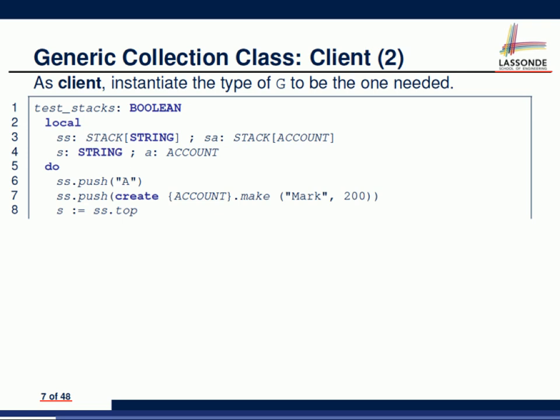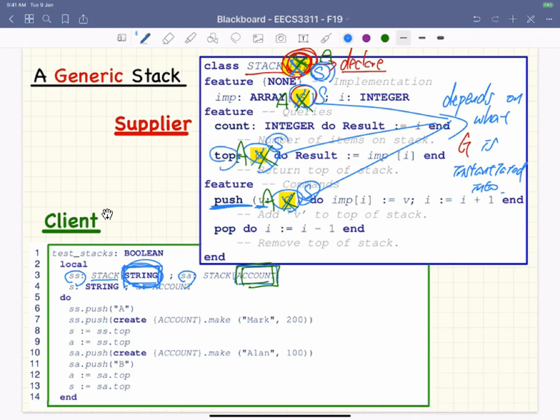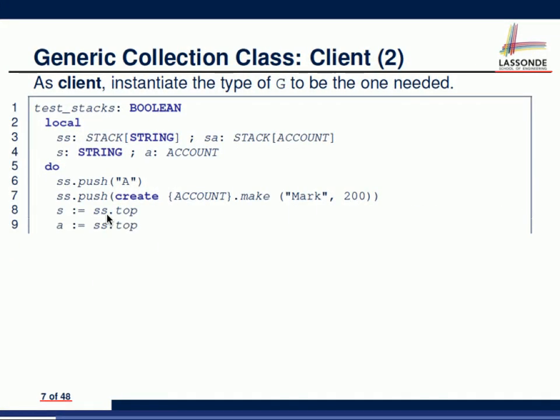Good, because very quickly, now we talk about s being a string over here, and ss, we're talking about the blue one over here, and then the top is going to return the s type, right? Good. Okay. How about this? Line number 9. ss.top is going to return a string. You cannot assign a string to account, right?